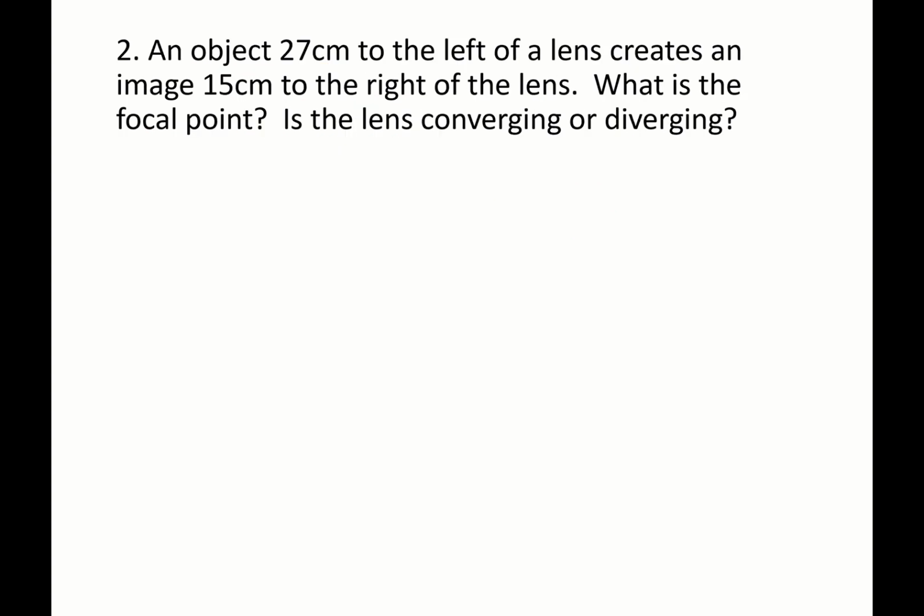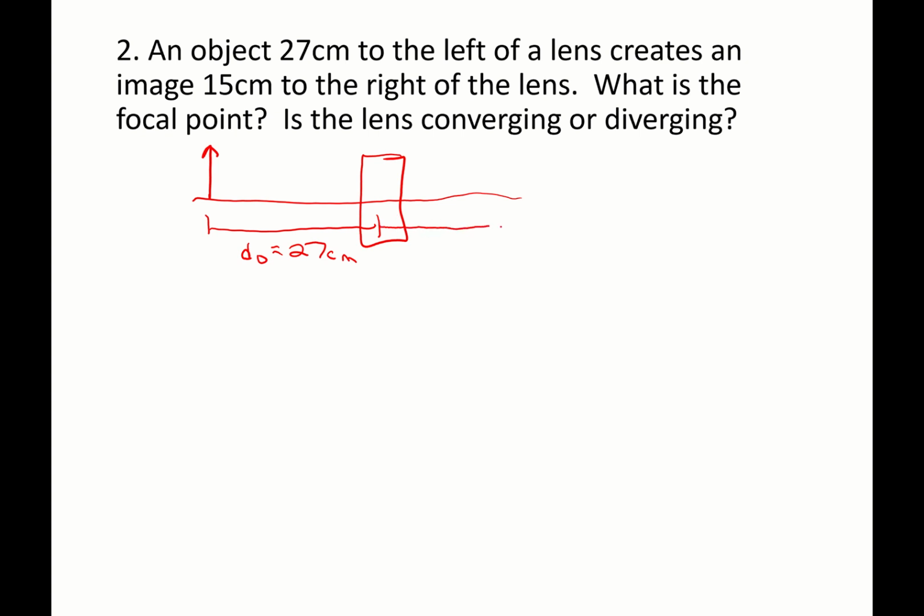Okay, let's do another calculation. So this time we have an object 27 centimeters to the left of a lens. And they don't tell us what kind of lens it is. So let's just draw a box there. We don't know what's in that box. So we've got our object 27 centimeters on the left of the lens. So DO is 27 centimeters. It creates an image 15 centimeters on the right side of the lens.